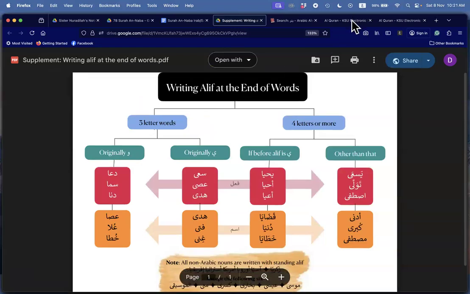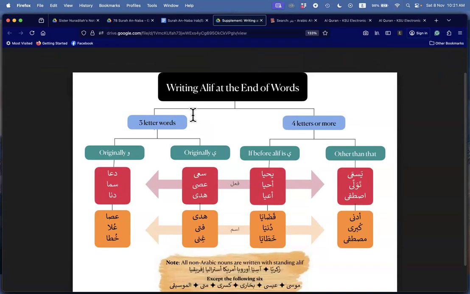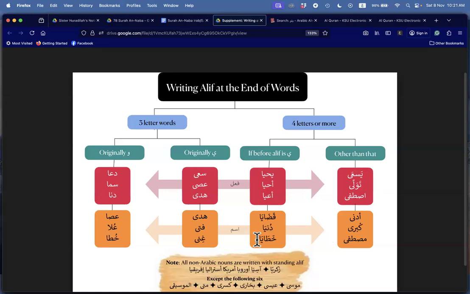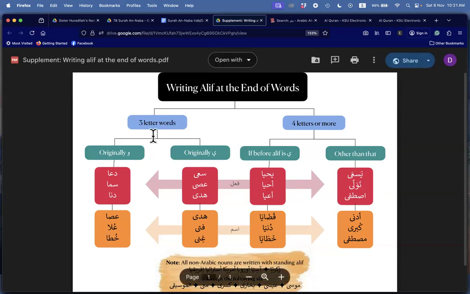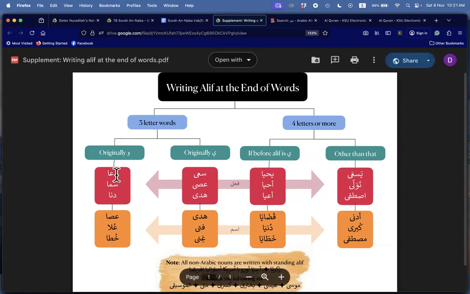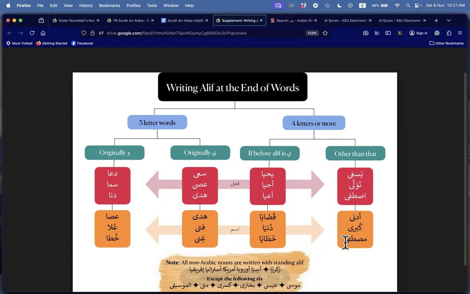Okay. So this spelling rule is for writing alif at the end of words. Be it fi'il or ism, they have the same rule. What's the rule? You see, if the word is a 3-letter word or a 4-letter word or more. The word itself. This is 1, 2, 3 letters. This is 4 letters. This is 1, 2, 3, 4, 5 letters. Okay, like that.